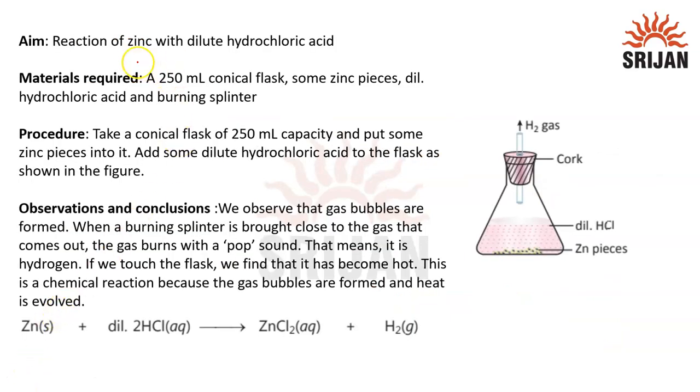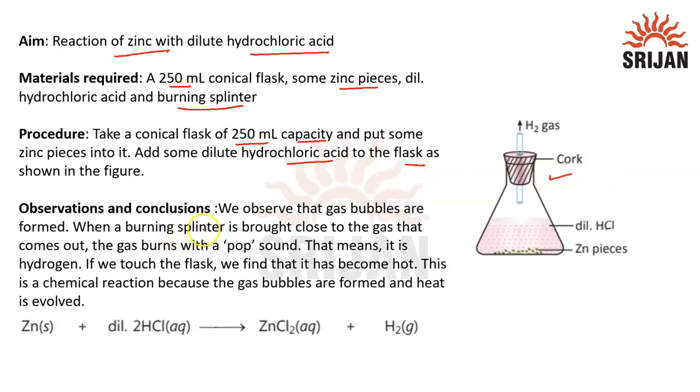The next reaction is the reaction of zinc with dilute hydrochloric acid. For that we require a 250 ml conical flask, some zinc pieces, dilute hydrochloric acid and a burning splinter. So we have to take a conical flask of 250 ml capacity and put some zinc pieces into it. Then add some dilute hydrochloric acid to the flask as shown in this figure.